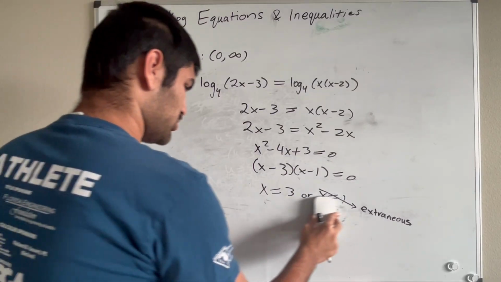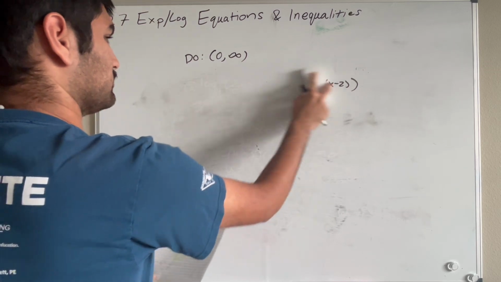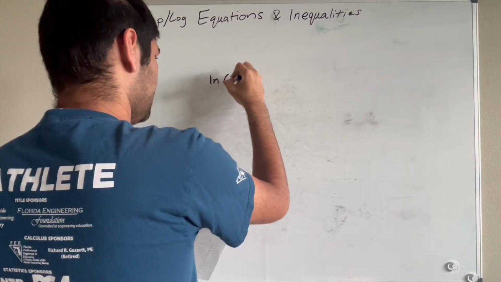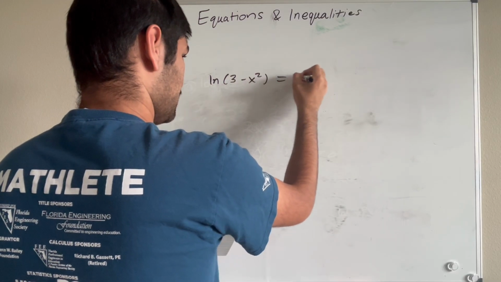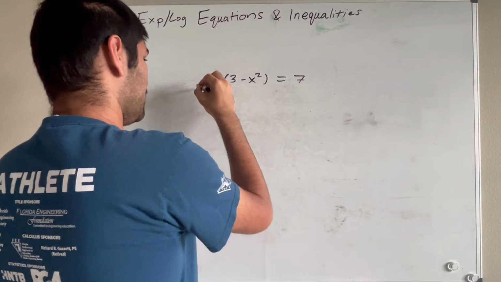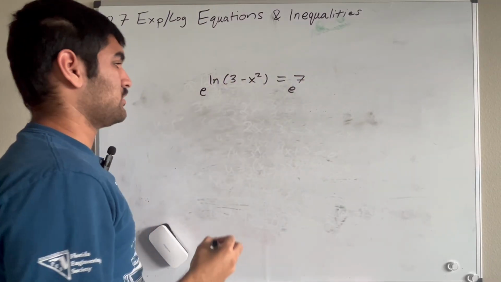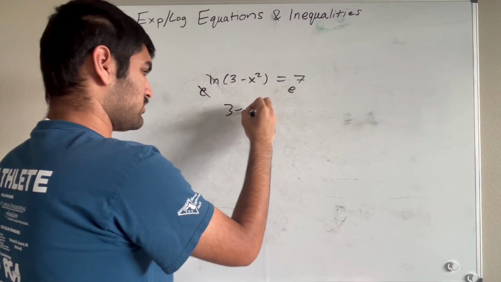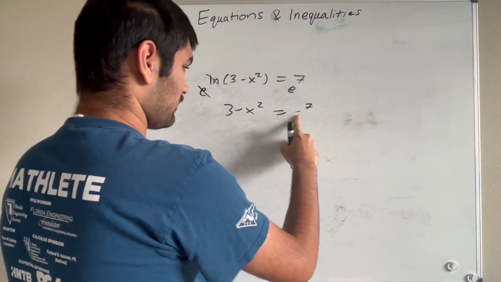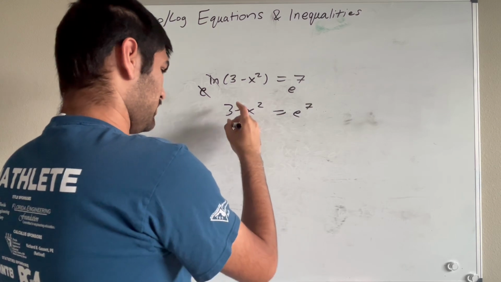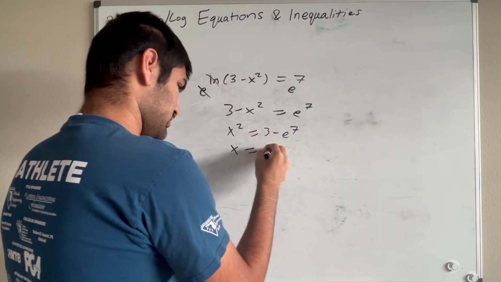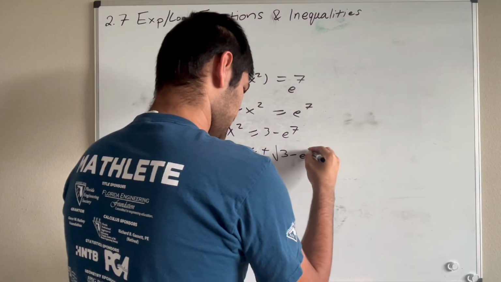All right, let's do another one. Let's say we had ln of 3 minus x squared equals 7. For this one, you'd have to do e to this power equals e to that power. Because then e and ln cancel, and you just get 3 minus x squared is equal to e to the power of 7. And then solving for x squared, you can do x squared equals 3 minus e to the power of 7, and then take plus or minus square root on both sides. So x is equal to plus or minus the square root of 3 minus e to the power of 7.